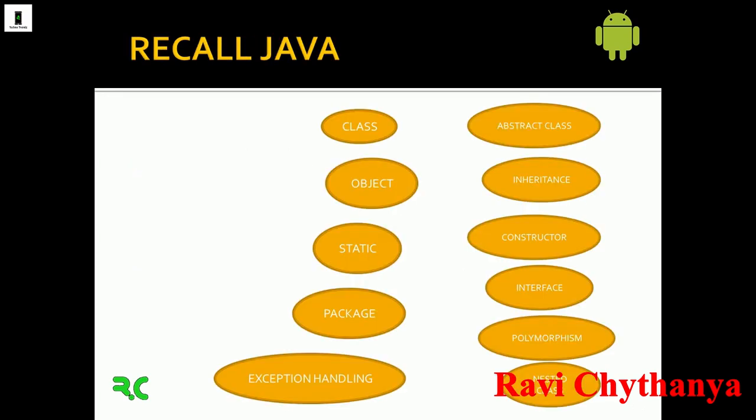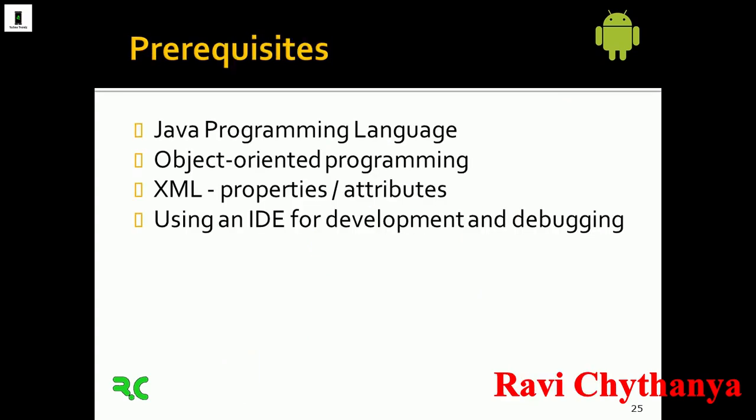Okay, before we look at Android application development, we are going to look at the Java components first: class, object, static, package, exception handling, nested class, polymorphism, interface, constructor, inheritance, abstract. All these are called the Java basics. We know all these things already. The prerequisites to develop an Android application are the Java programming language, object-oriented programming concepts, XML properties and attributes, and using an IDE for development and debugging.